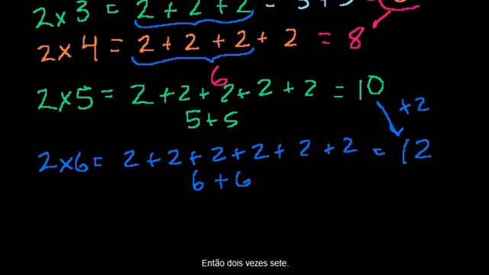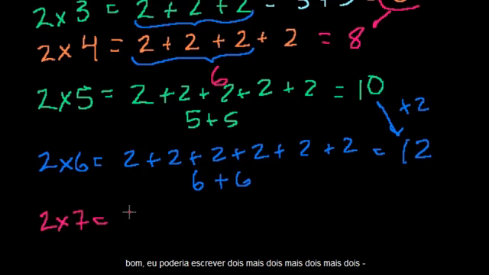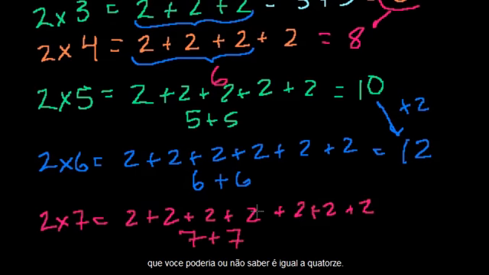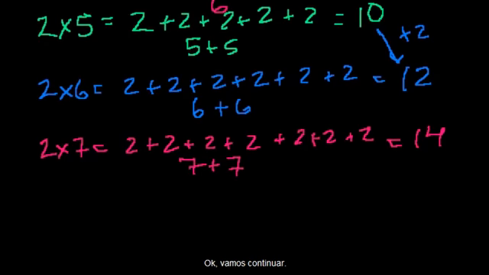Let's keep going. So 2 times 7. I could write 2 plus 2 plus 2 plus 2. This is getting tiring. 2 plus 2. Is that 7? 1, 2, 3, 4, 5, 6, 7. And that's the same thing as 7 plus 7, which you may or may not know is equal to 14. But you could just say, hey, that's going to be 2 more than 12. So 12 plus 1 is 13, 12 plus 2 is 14. All right, let's just keep going. 2 times 8.